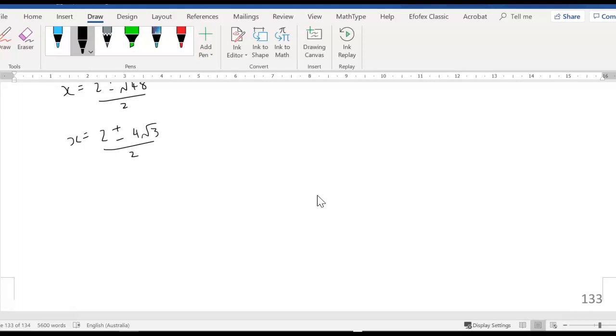All right, so the 2, you can divide both the 2 and the 4 root 3 by the 2 on the denominator. So you're left with 1 plus or minus 2 root 3. So your function is x minus 1, 1 plus 2 root 3, and 1 minus 2 root 3.